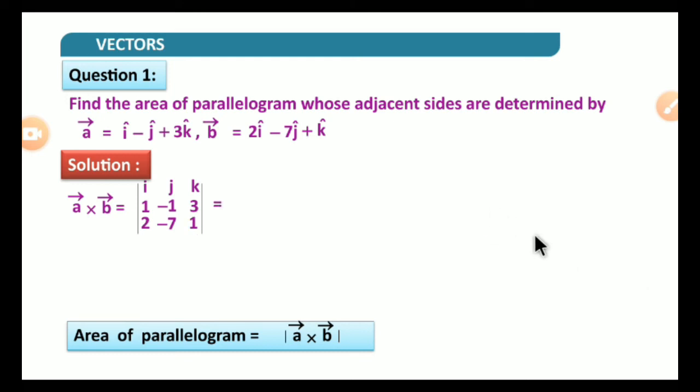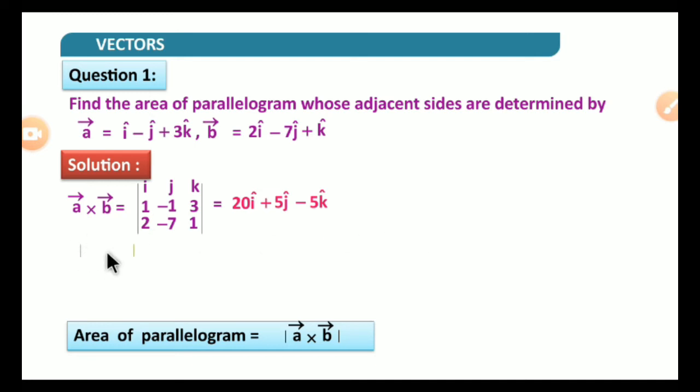After the expansion of this determinant, it will be 20i, because minus 1 minus of minus 21 becomes 20i, and plus 5j, because here minus j into the bracket of 1 minus 6 becomes plus 5j, plus k into the bracket of minus 7 minus of minus 2, which becomes minus 7 plus 2, that is minus 5. Therefore, 20i plus 5j minus 5k is the value of A cross B.